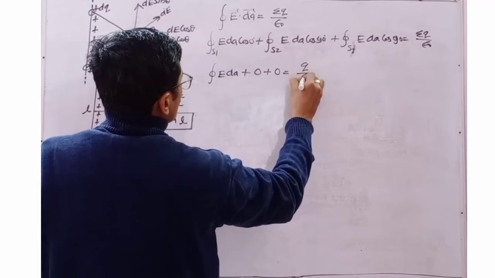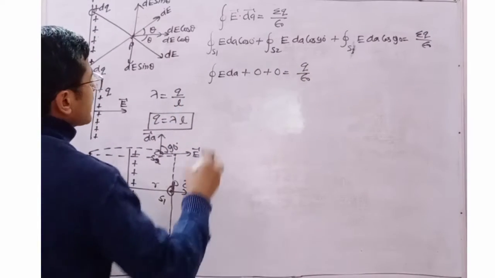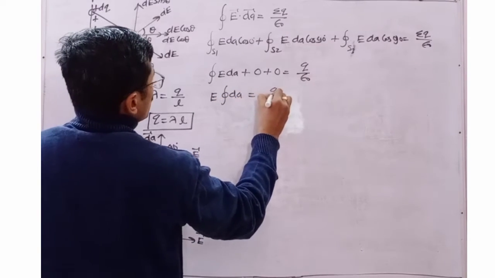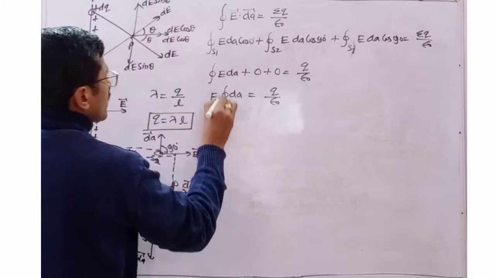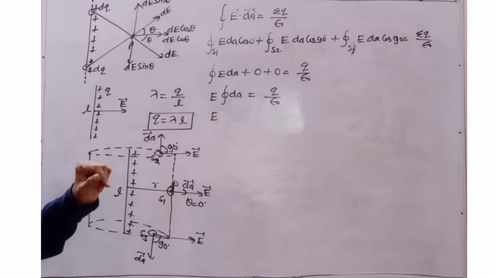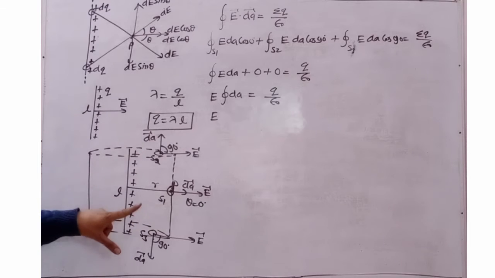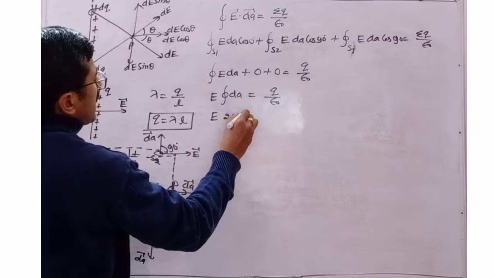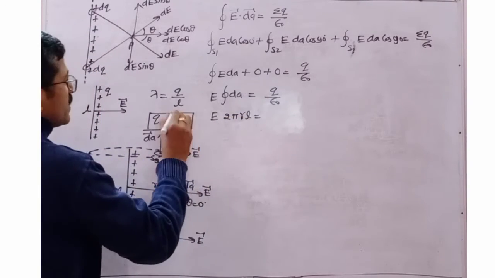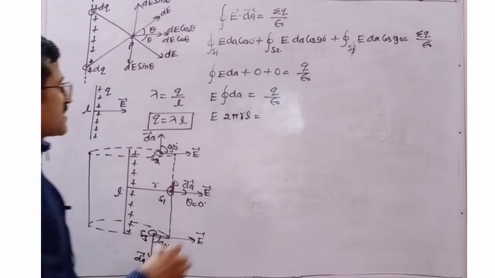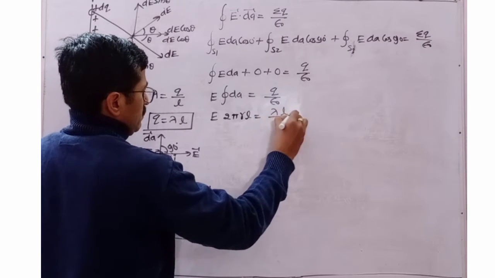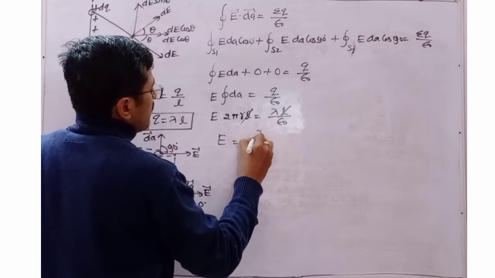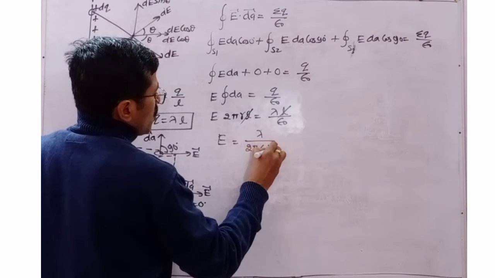Sigma q is q upon epsilon naught. E is taken outside, and integration of dA is equal to q upon epsilon naught. What about integration of dA? Integration of dA means the surface area of the curved surface. Length is L and radius is R, then its surface area will be 2 pi R L. And what about q? That you know, q is equal to lambda into L. So here we write lambda into L upon epsilon naught, L will get cancelled, and E will be lambda upon 2 pi epsilon naught R.